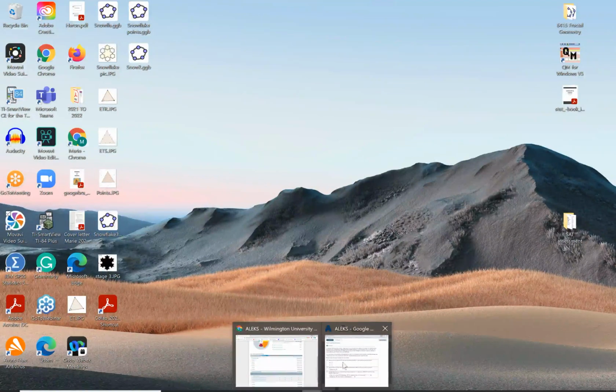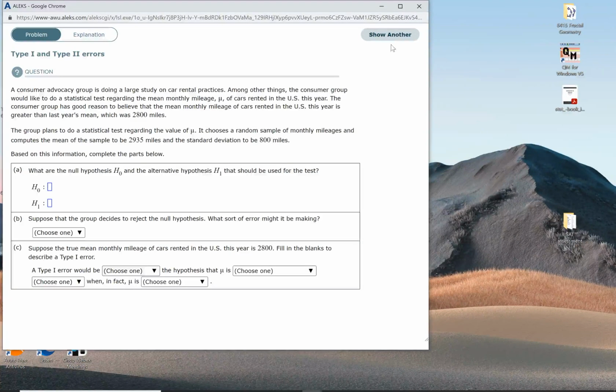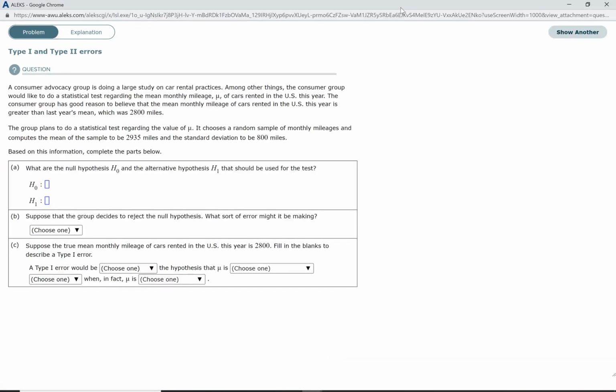All right, so this is all of the recording for week 7, since we're a little behind in terms of recording because of the holiday. So let's take a look at this. This is a type 1, type 2 error question.